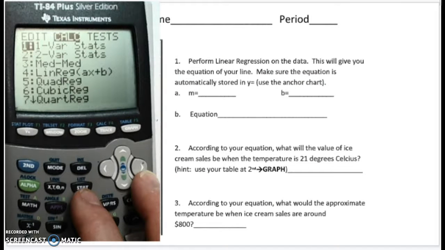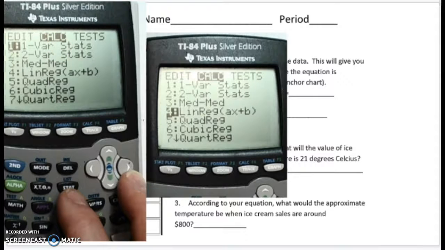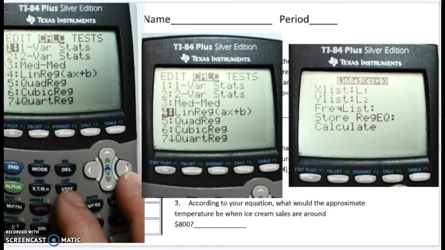All right, so the next thing you can do is go back to stat, like my creepy looking finger is doing now, but we're going to arrow to the right so that we see calculate at the top. Now at this point we know we're doing a linear regression because it said constant rate of change, so we're going to choose 4. And this screen should appear.